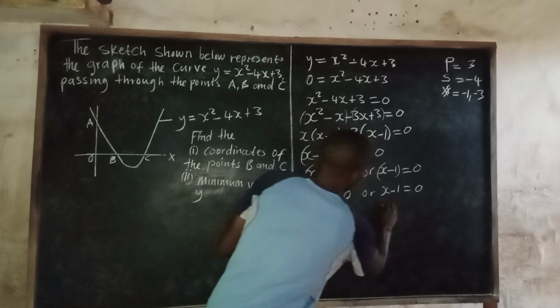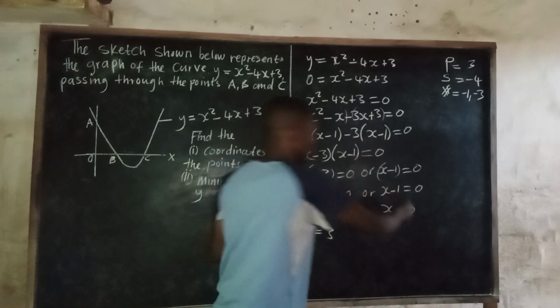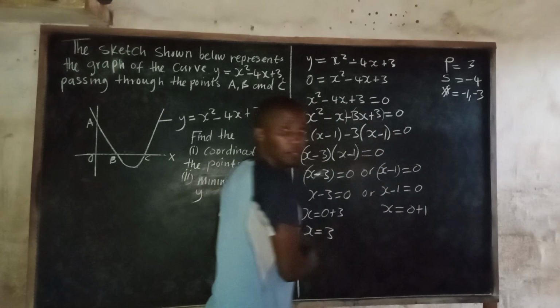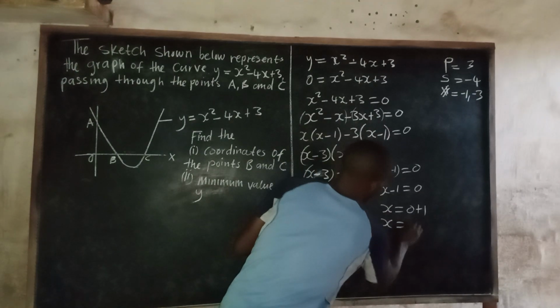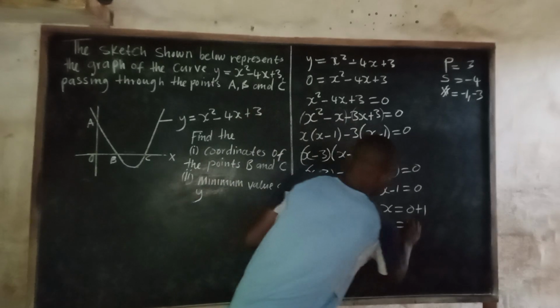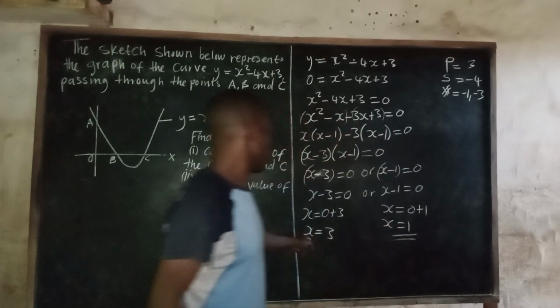This side again, we are going to say x equals 0. This one will go to the other side and become positive because it is negative here before crossing the equal sign. Then x equals 0 plus 1, it's 1. Okay, so we have found x equals 1 or x equals 3.